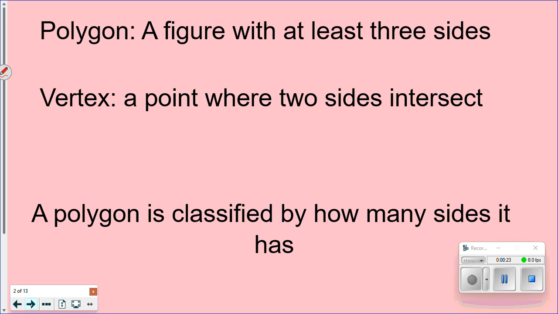A vertex is a point where 2 sides intersect or where they meet. So basically the points on the edges. And a polygon is classified by how many sides it has.